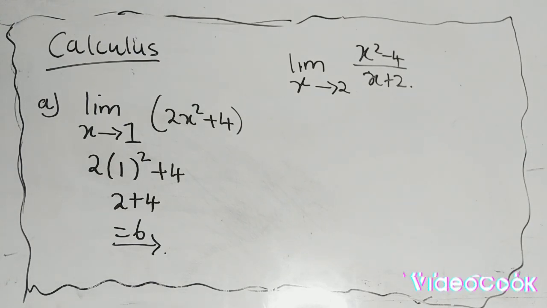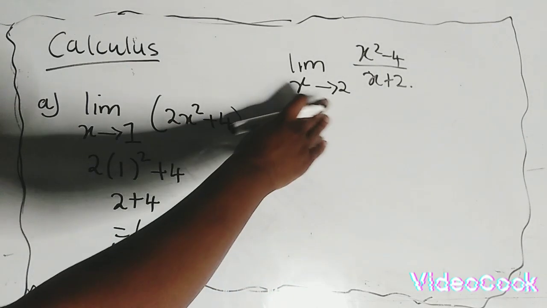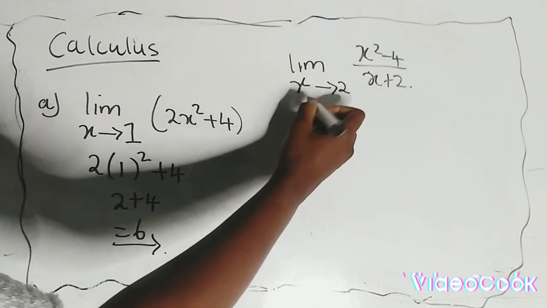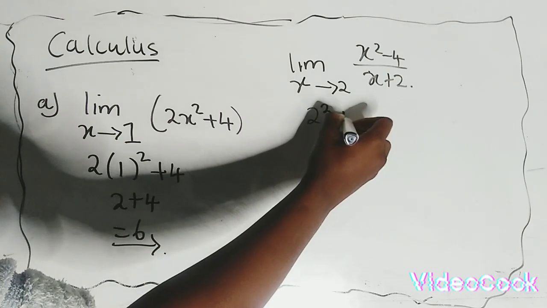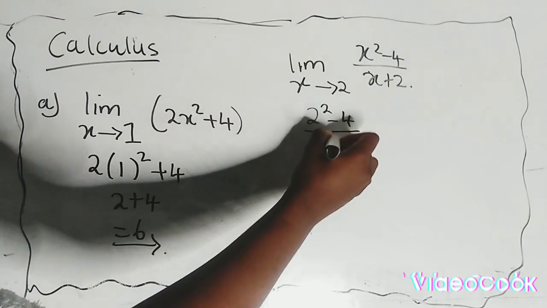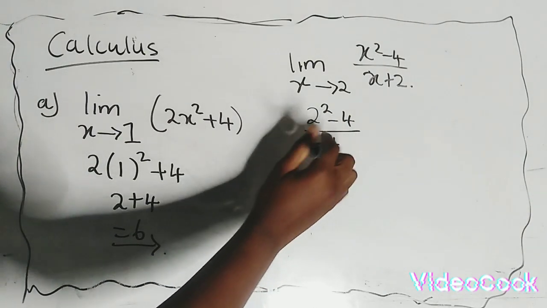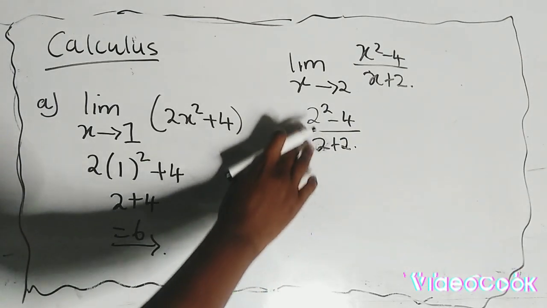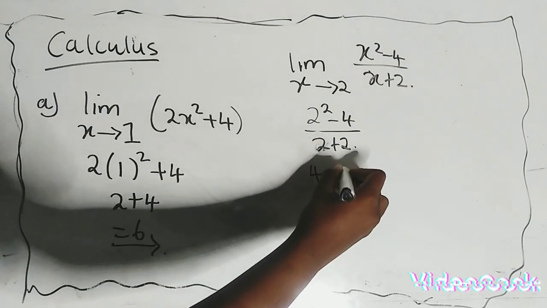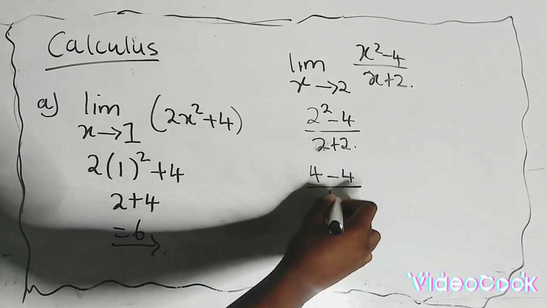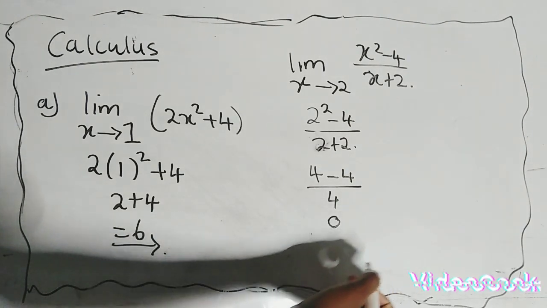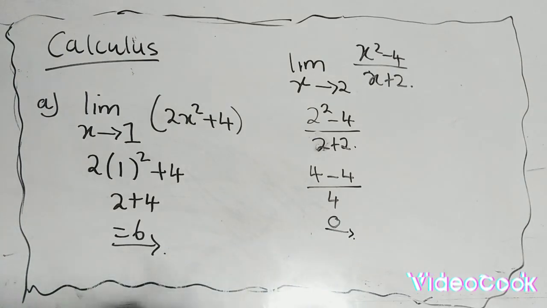What about the second question there? They said x goes all the way to 2. So this is going to be 2 to the power 2 minus 4 all over 2 plus 2. In place of x, remember we're writing a 2. 2 to the power 2 is a 4. 4 minus 4 all over 4. 4 minus 4 is a 0. 0 divided by anything is still a 0 there, okay? But then that was very easy. It was very straightforward. But they can give us questions like this one.